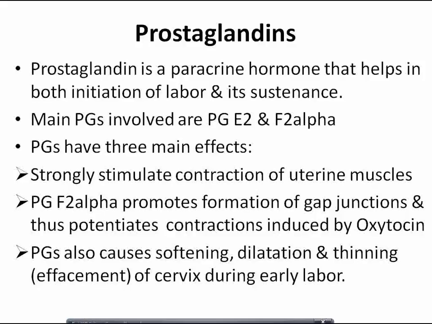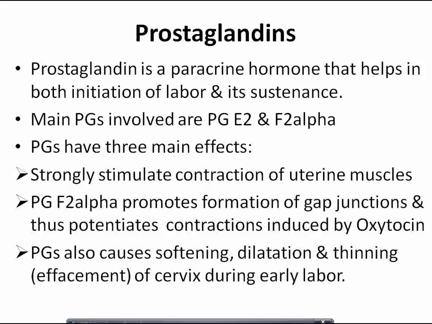Now, prostaglandins are another important paracrine hormone that helps in labor contraction. Prostaglandin helps both in initiation of labor as well as sustenance or maintenance of labor contractions. So, in any phase of pregnancy, if prostaglandin is given from outside or the level of prostaglandin rises, then the uterus goes into contraction. So, prostaglandin is a very important hormone for the initiation as well as for the maintenance of labor. And in this respect, the two important prostaglandins which act are PGE2 and PGF2 alpha, mainly secreted from the uterine decidual cells.